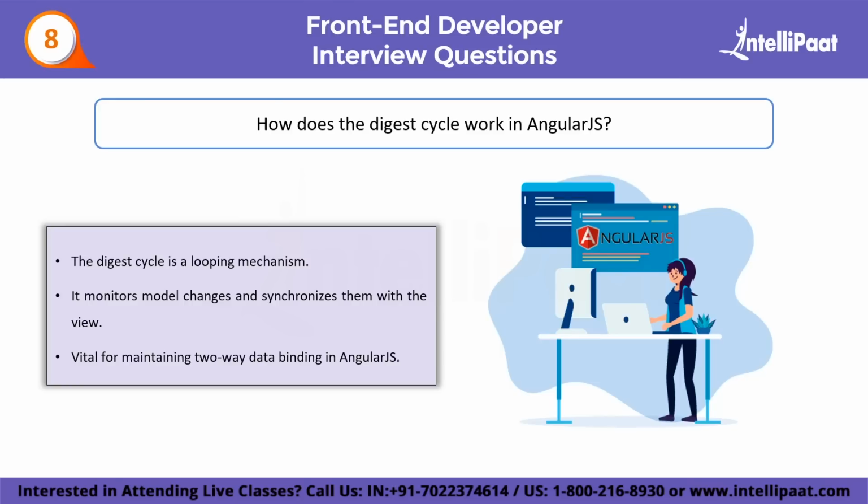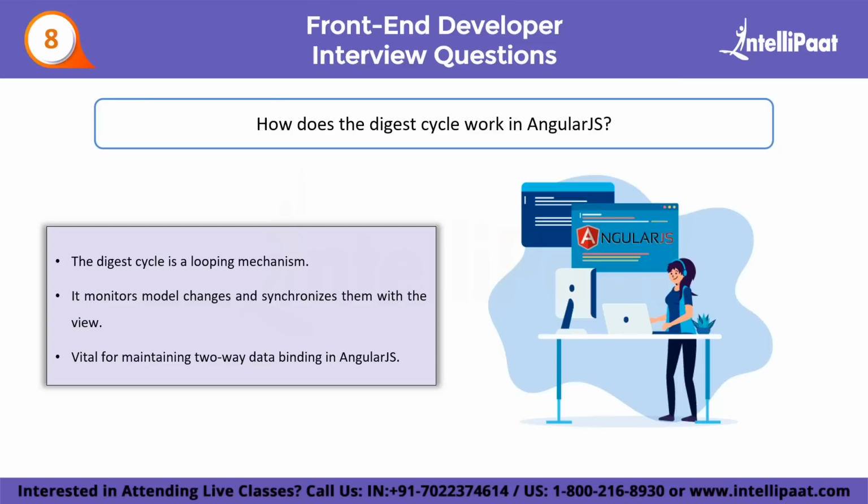Then AngularJS uses watch to keep track of variables in the scope. Watchers are functions that AngularJS associates with expressions in the templates. These expressions are continuously monitored for changes during each digest cycle. During the digest cycle, AngularJS compares the current values of the watched variables, which are the scope properties, with their previous values. If a change is detected, AngularJS knows that the corresponding part of the DOM needs to be updated to reflect the new value.